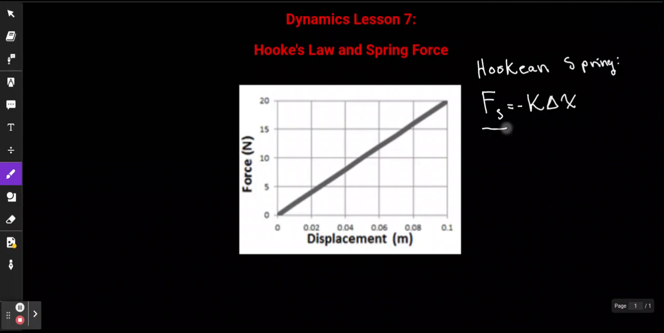If we have force and we have delta x, force divided by delta x is equal to K. Therefore, the slope of our graph will give us the K value. So here, our slope is going to be 20 divided by 0.1, and that's going to give us a K value of 200 newtons per meter.